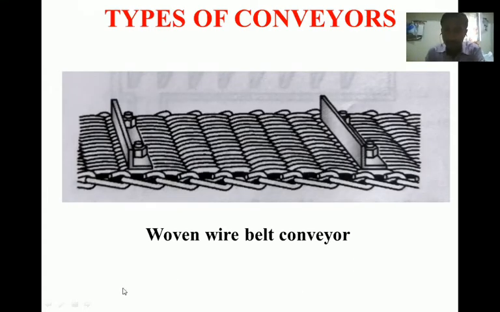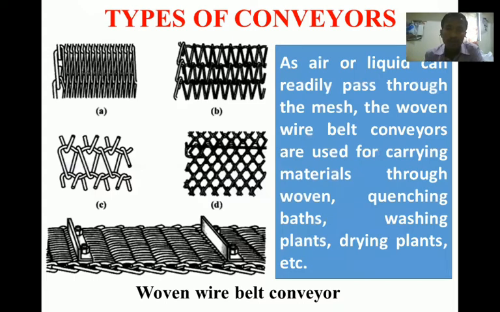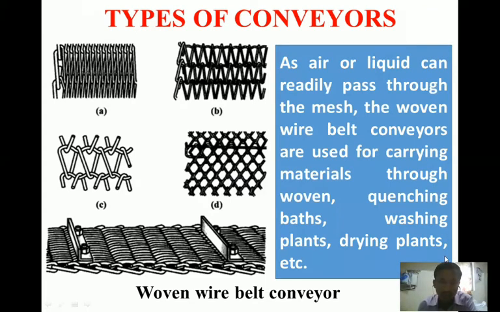Next type of conveyor is again that same wire belt conveyor. I have shown it again in different figures so that you can understand it more clearly. You can see this is wire mesh. Instead of a belt, it is made of wire mesh. This is a zoomed figure.